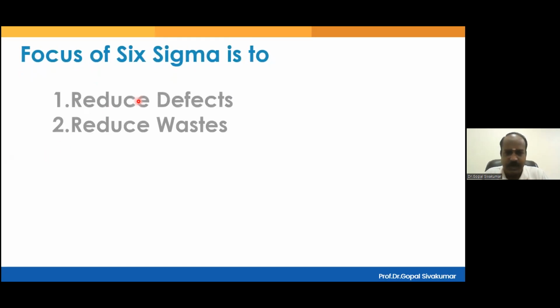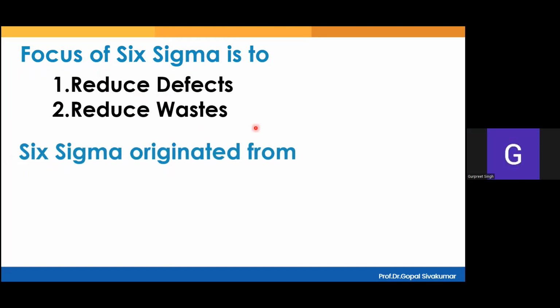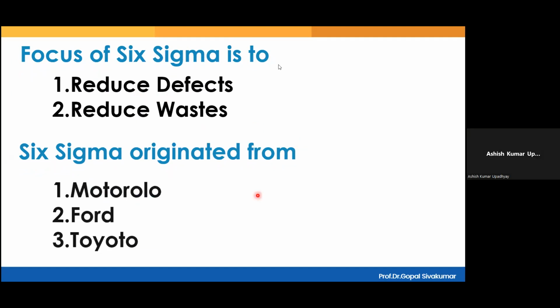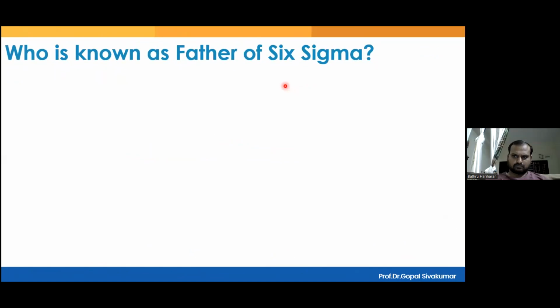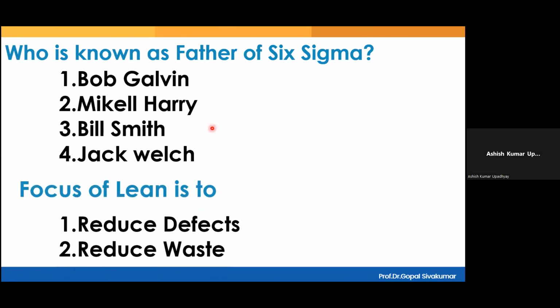So the focus of Six Sigma, what is your choice here? Please answer this question. Reduce defects. Reduce the defects. Both. Very good. Six Sigma originated from which company? Motorola. Very good. Six Sigma originated from Motorola. Now, who is known as father of Six Sigma? Will Smith. Will Smith is known as father of Six Sigma. What is the focus of lean? Reduce waste.